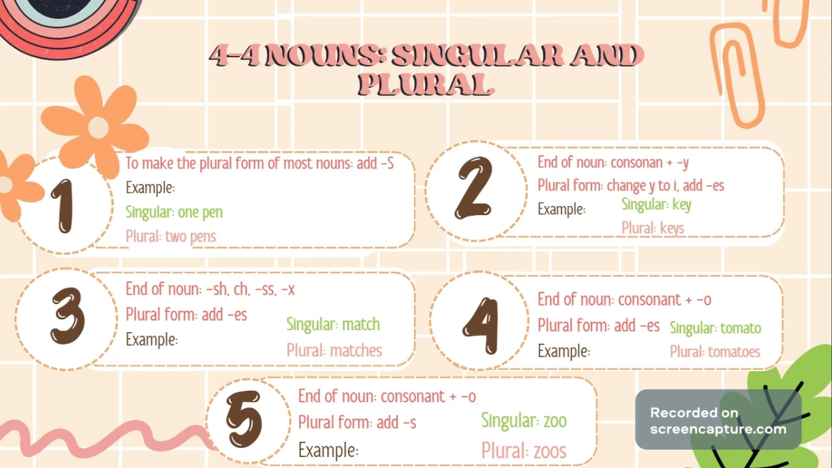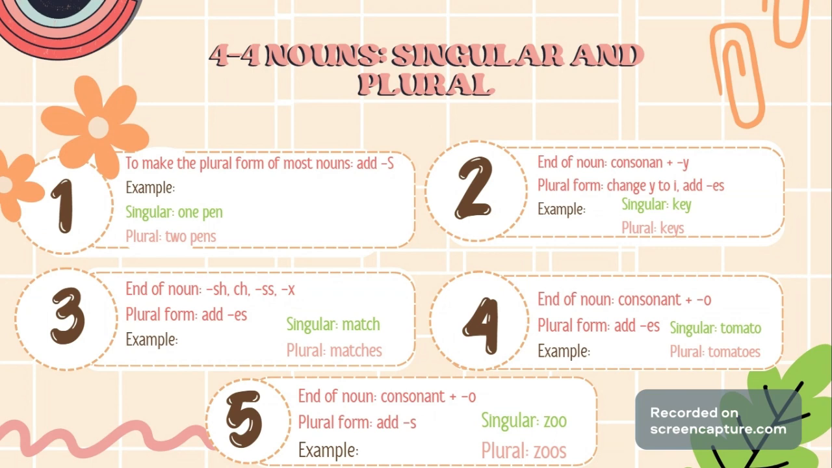Nouns, singular and plural. To make the plural forms of most nouns, add s. Example, for singular we have one pen, and when it becomes plural, it's two pens. So the s at the end of the word indicates that the noun is plural. And two, the end of a noun is consonant plus y. So the plural form is change y to i and add es. As I said before, for example, singular is a key and plural is keys.